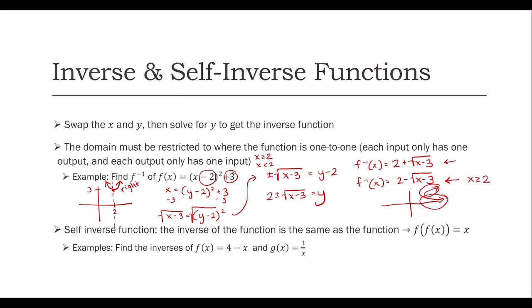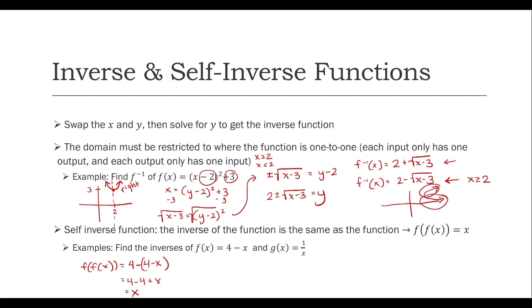Our self-inverse function is when the inverse of the function is the same as the function. So our f of f of x equals x. So here are some examples. It says find the inverses of f of x equals 4 minus x and g of x equals 1 over x. So if we did f of f of x, that would be 4 minus, and then instead of x, we're going to do f of x again. 4 minus x. So this equals 4 minus 4 plus x, which just equals x. So that means this is going to be a self-inverse function.